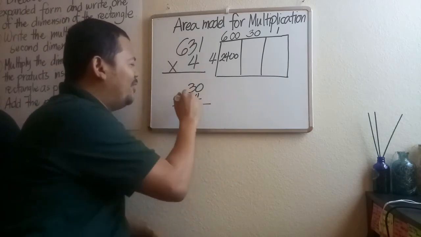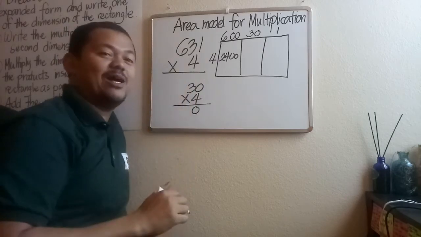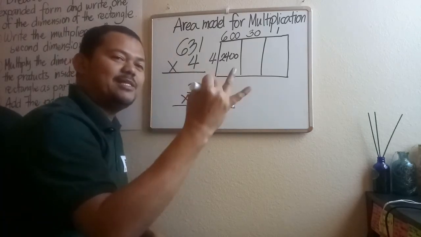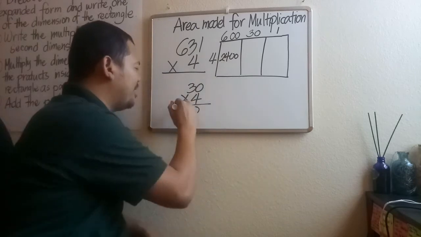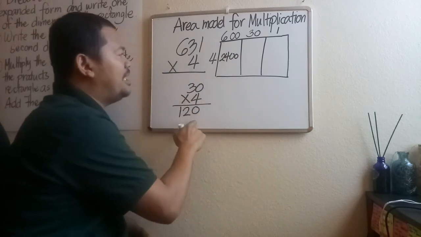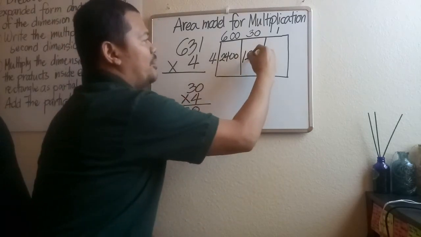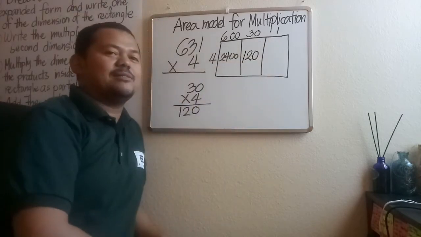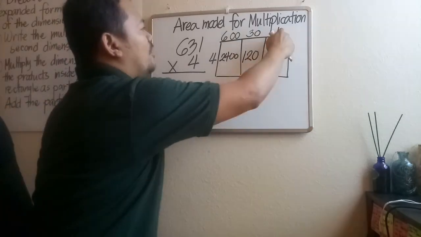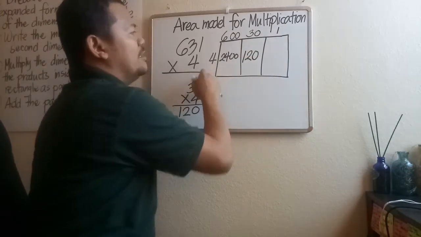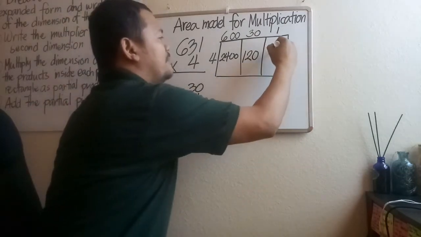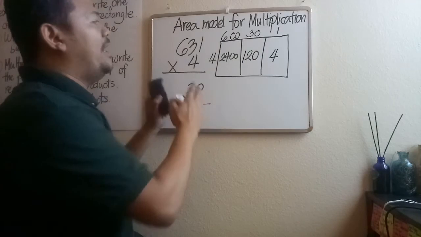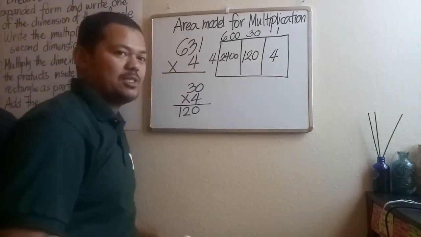Only one, correct. So right here, 1 zero. Next, 4 times 3. Let's count by 4 again. 4, 8, and 12. So the answer is 12. The answer is 120. Right here, your product, 120. Okay? Next, 1 times 4. 1 times 4 is 4. There you go. Now, you find out already your partial products.